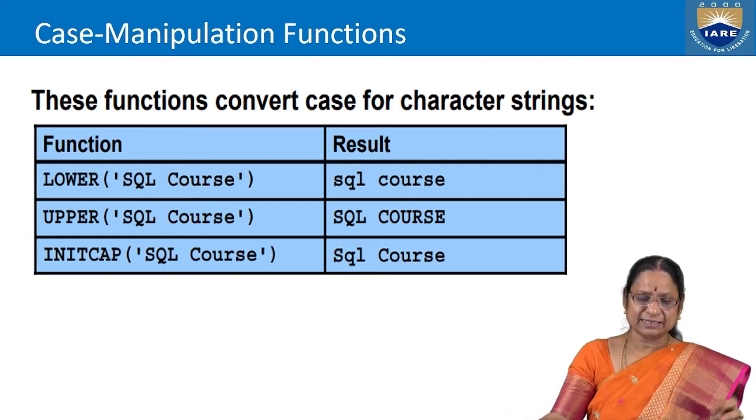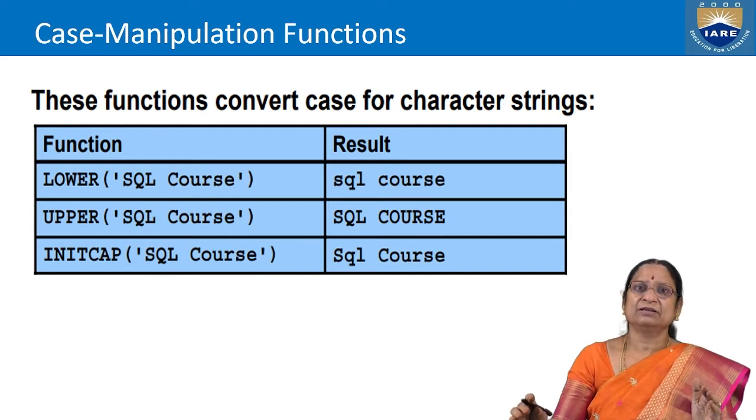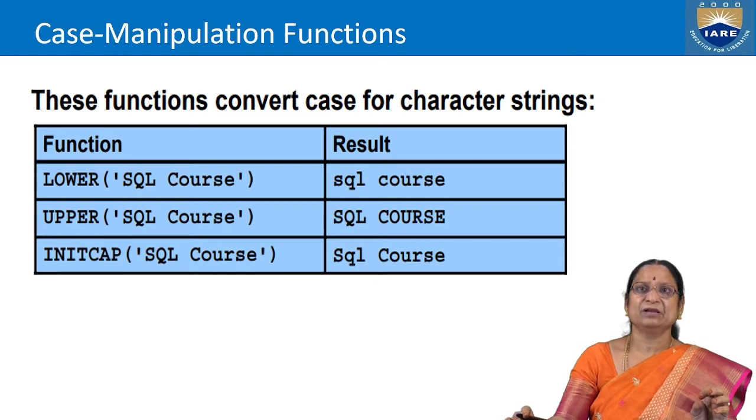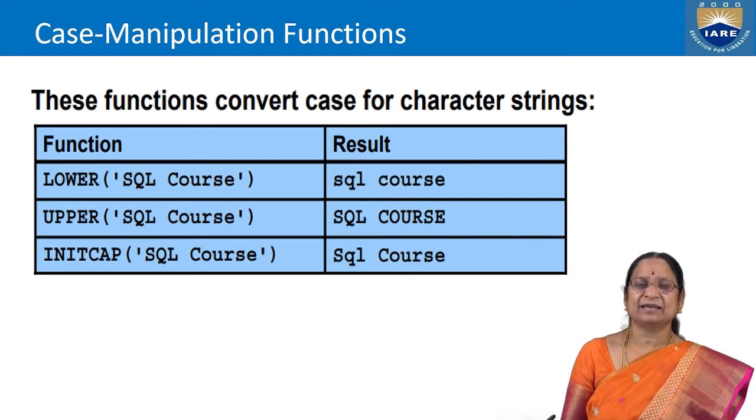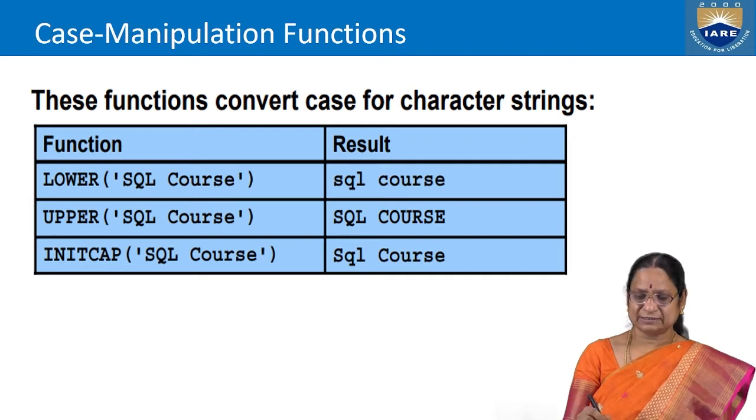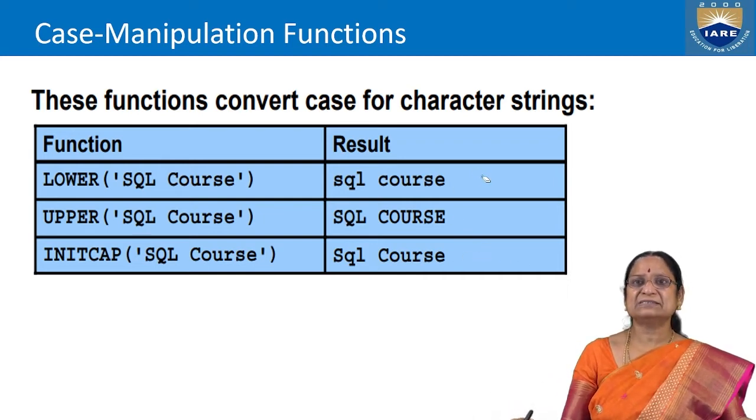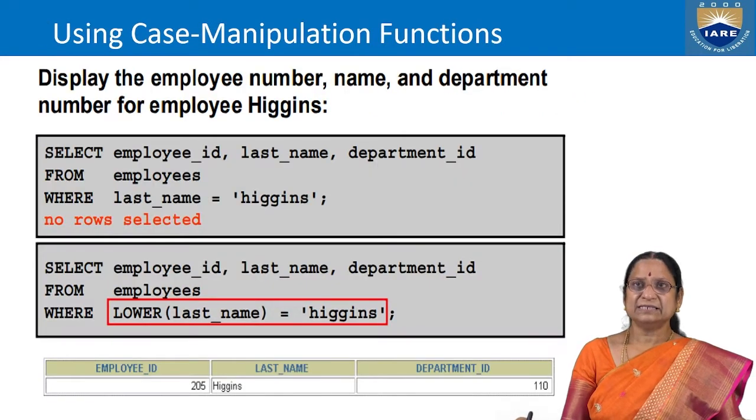There are three case manipulation functions supported by SQL: lower, upper, and initcap. Lower means all characters of the given string are converted into lowercase. Upper means all characters of the given string are converted into uppercase. Initcap means the first character of each word of the given string is converted into uppercase, and all other letters in each word are lowercase. Examples are here: SQL is all uppercase, and course has the first character capital and other characters lowercase. Observe the result of lower, the lowercase conversion, and upper, the uppercase conversion. In the initcap case, all characters are lowercase except the first character of each word, which is uppercase. These functions are string functions.